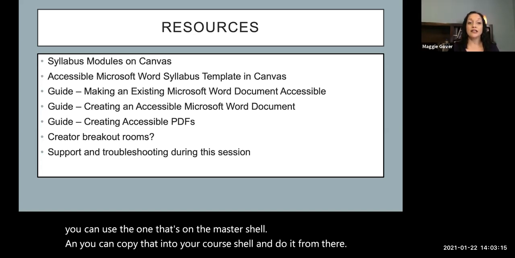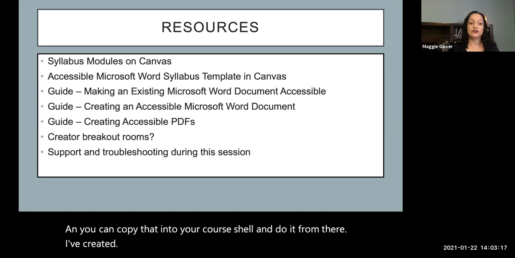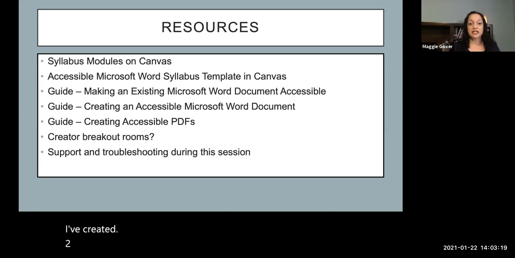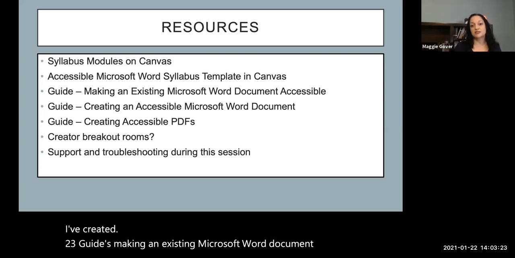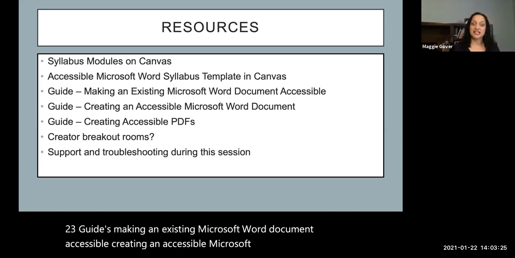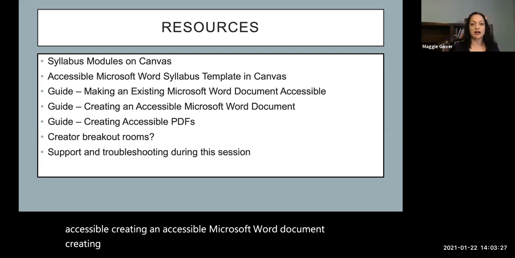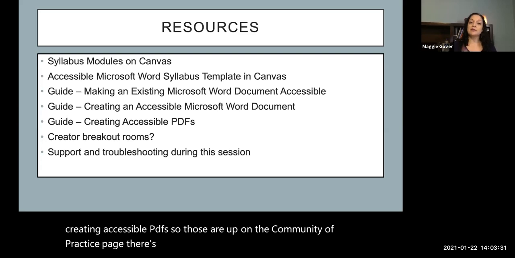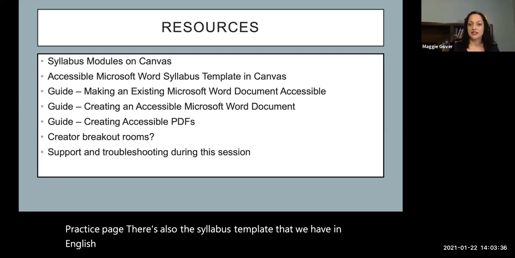I've created 3 guides: making an existing Microsoft Word document accessible, creating an accessible Microsoft Word document, and creating accessible PDFs. So those are up on the community of practice page. There's also the syllabus template that we have in the English department. I have gone through and tagged it and made it accessible, so we can take a minute and look at that.